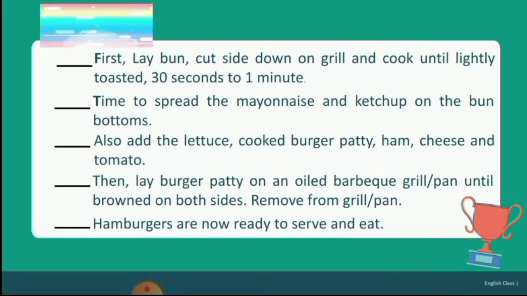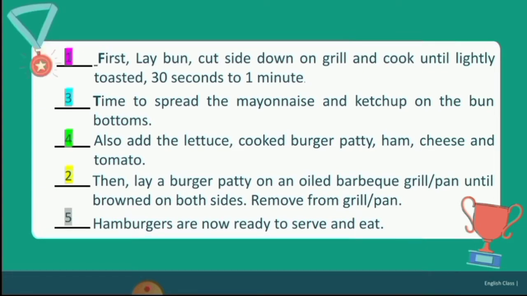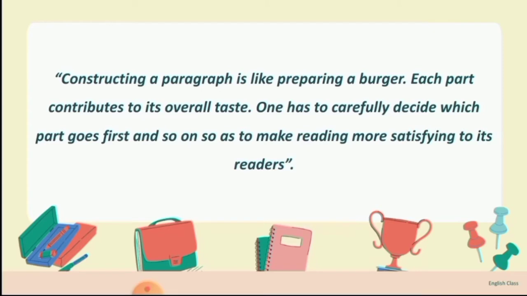Okay, learners, time is up. Let's see if your answers are correct. Tada! So I hope you have a high score here. So those who already know how to prepare a burger, good for you. But those who are not, don't worry, because today we will be learning about how to prepare a burger. Okay, so we have done that activity.